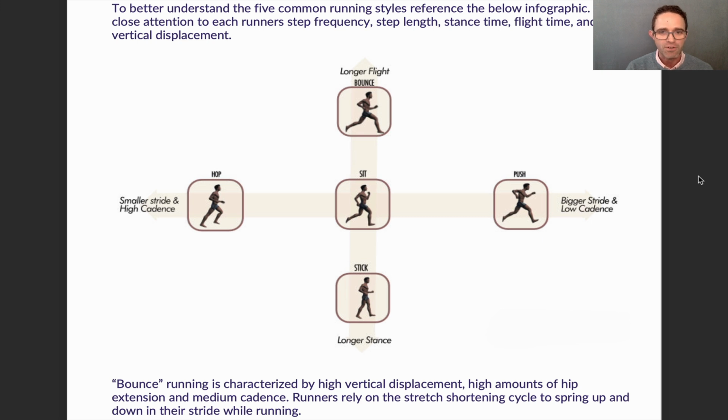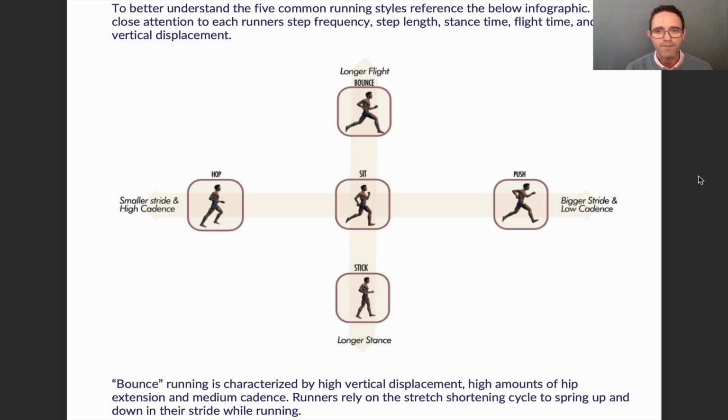Let's start with sit running. So sit running is going to be a moderate amount of bounce or stance. It's going to be a smaller amount of flight, but what we can see is it's right in the middle here. So I want to orient you on the very top part. We can see longer flight, that's like bounce, and then we can see on the bottom part it's going to be a longer stance, that'd be like stick. So for sit, you have a moderate amount of flight and a moderate amount of stance.